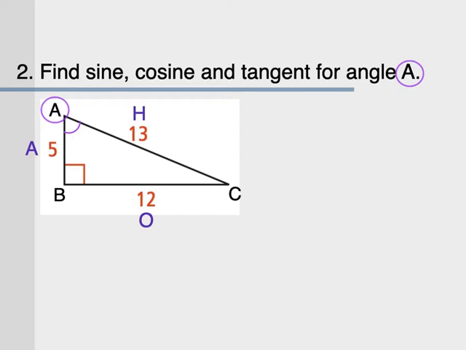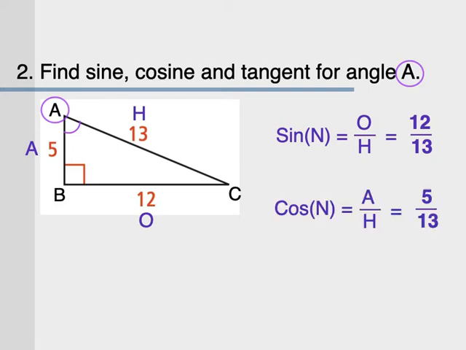What would sine be? Sine is opposite over hypotenuse. That's a SO in SOHCAHTOA. 12 over 13. What about cosine? 5 over 13 when you do A over H for cosine. What about tangent? 12 over 5. And just leave it as an improper fraction. 12 over 5. Opposite side over adjacent side. Well done, guys.